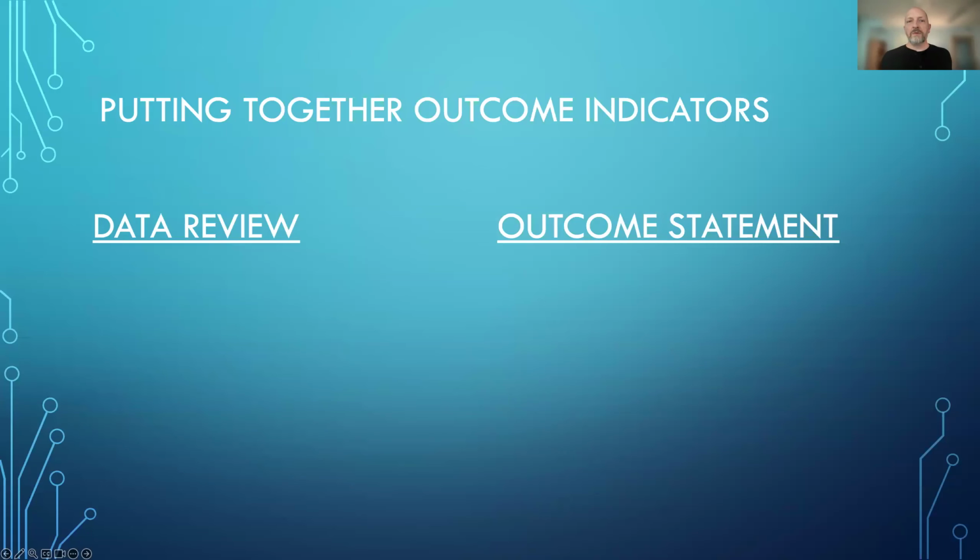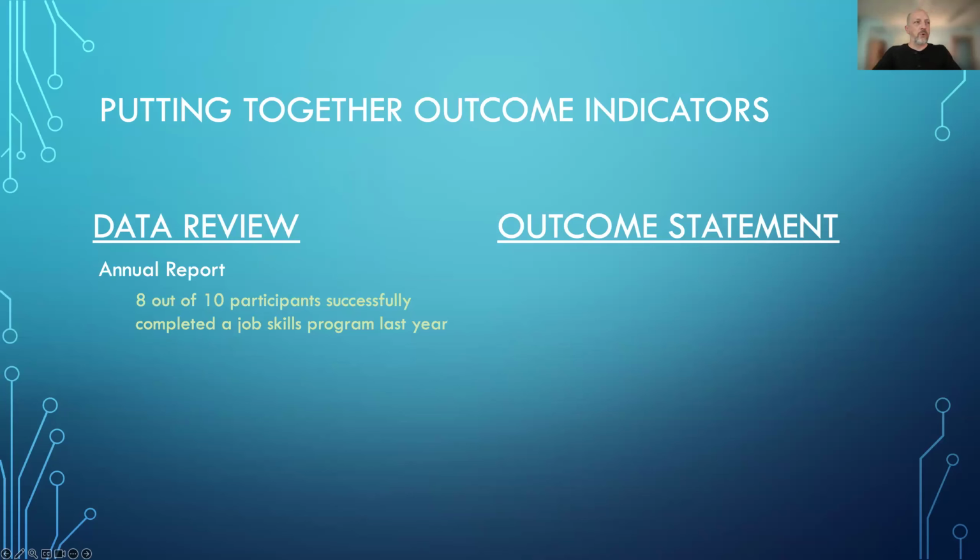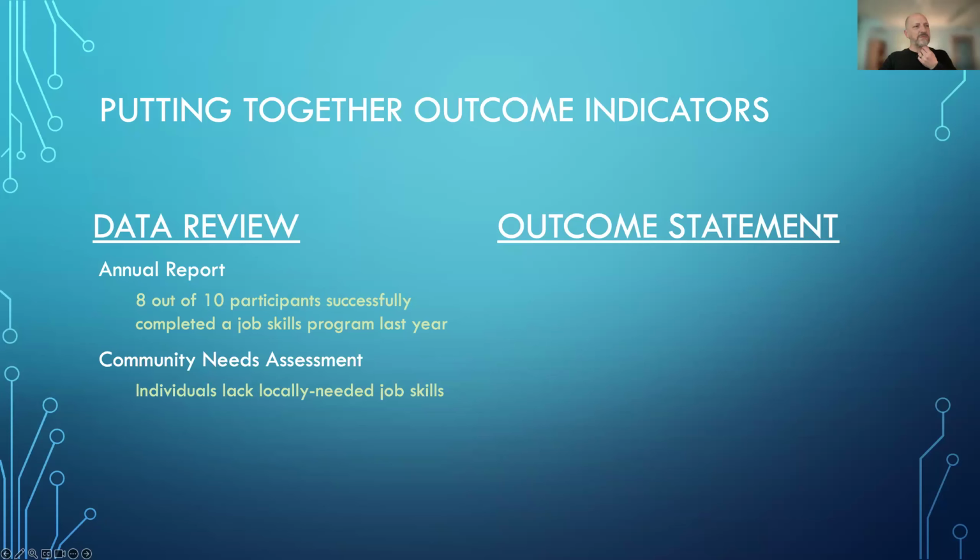All right. We've got a couple of things as we pull stuff together. We've got a little practice here in taking our data and then interpreting it into an outcome statement, into actually a full outcome indicator. Okay, so in this first example, let's take a look at our data. So we look at our annual report. We find that 8 out of 10 participants successfully completed a job skills program last year. And when we looked into our community needs assessment, we found that individuals lack locally needed job skills. And then we're looking back through our program information, we find our project charter that says that this is a 6-month job skills development program.